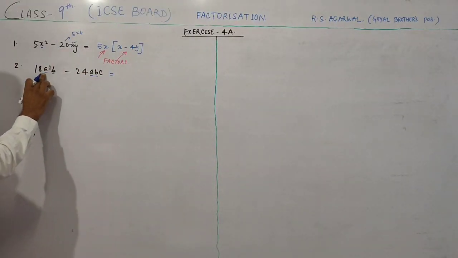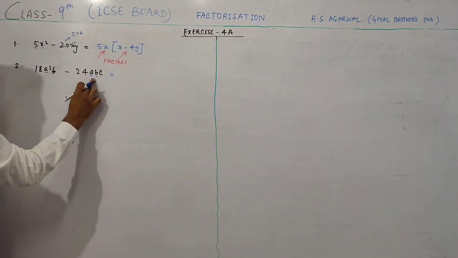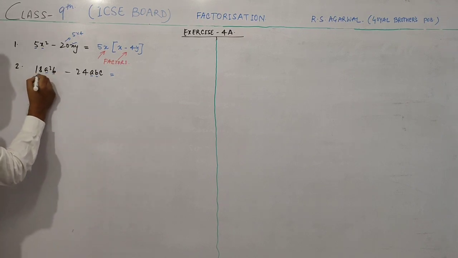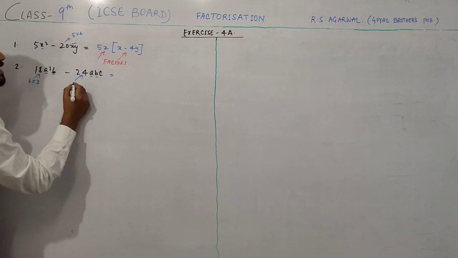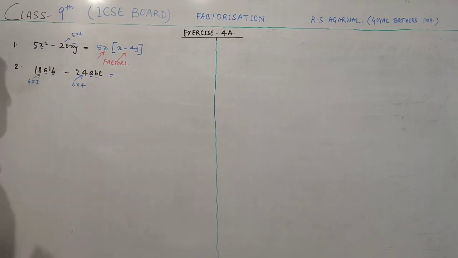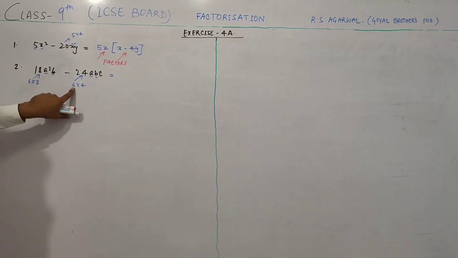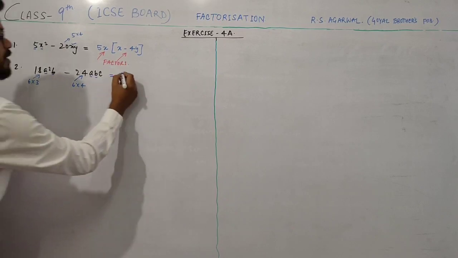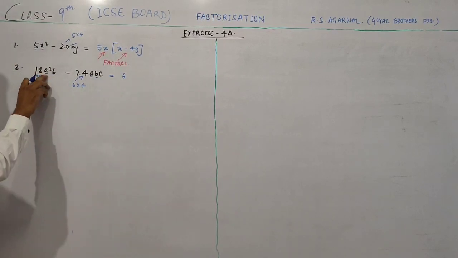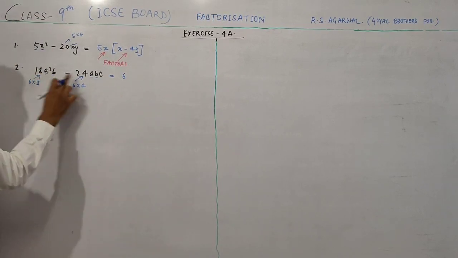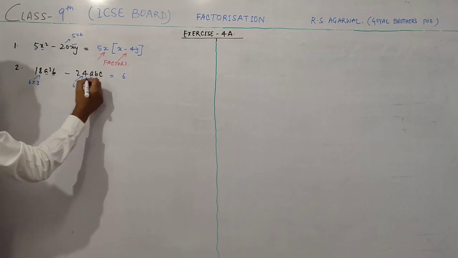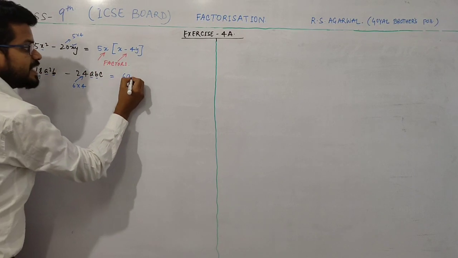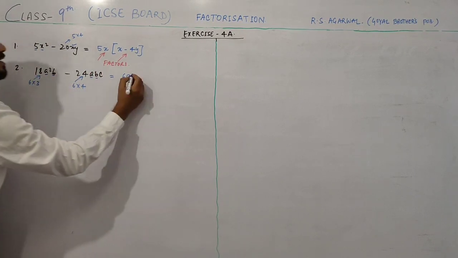Now this is 18a square b and this is 24abc. If I write 18 as 6 into 3, and 24 as 6 into 4, so here this is 6 and here it is 6. So I take common 6, and again here is a square b and ab. So here a is minimum. Minimum is power 1. So I write here a and here b.